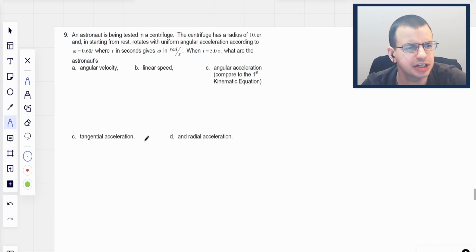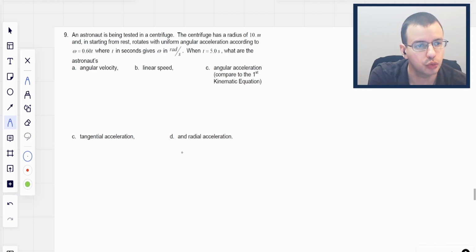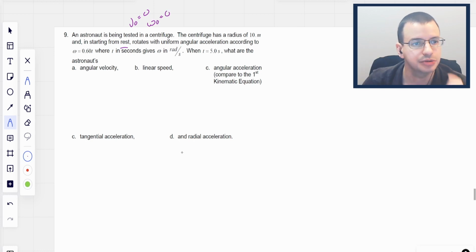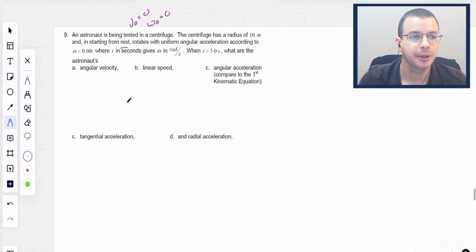An astronaut is being tested in a centrifuge. The centrifuge has a radius of 10 meters, and in starting from rest, it means initial velocity equals 0. Also means that angular velocity equals 0. It rotates with uniform angular acceleration according to omega = 0.6t, where t is in seconds. So basically it's accelerating.